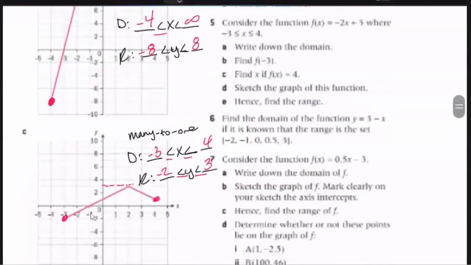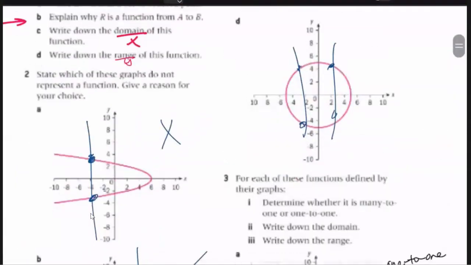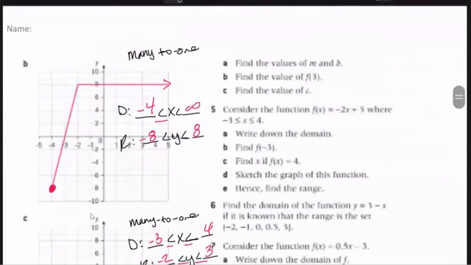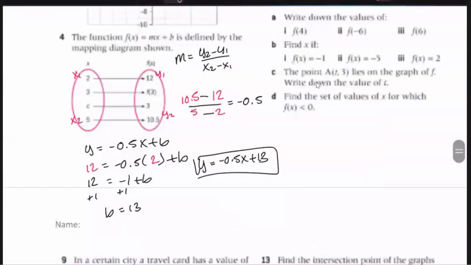So if we look at our questions, right here, find the values of m and b, we did that one. M is negative 0.5, b is 13. Find the value of f of 3. F of 3 means what is y when x equals 3. Anytime there is a number inside these parentheses for your function notation, that just means plug in this number for x. If we have the formula, you can just plug in x.